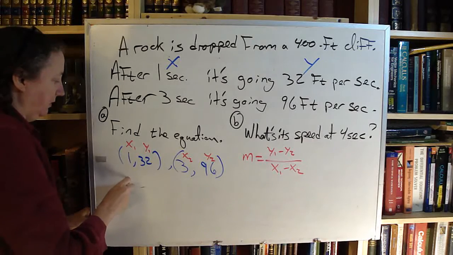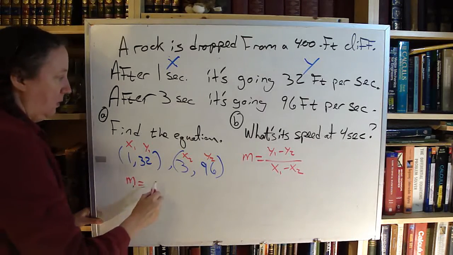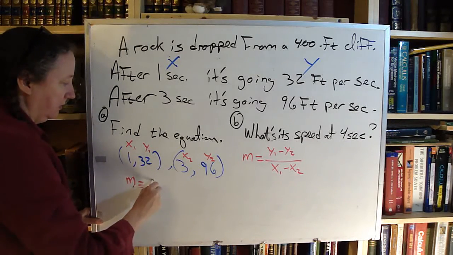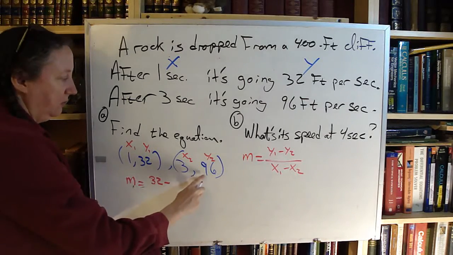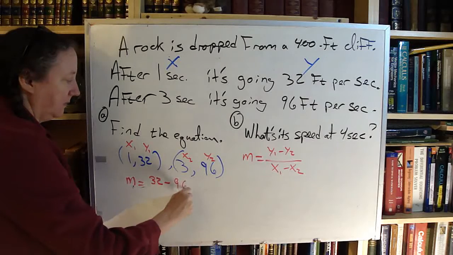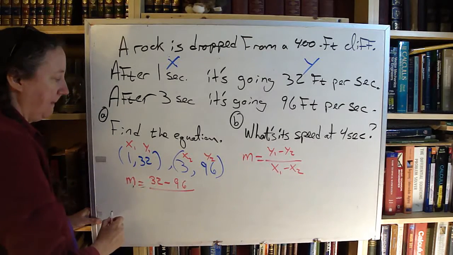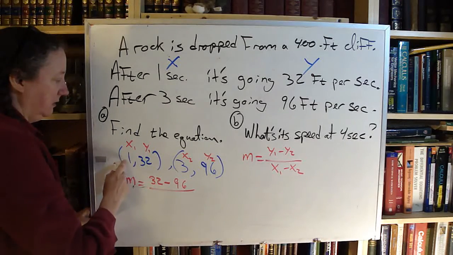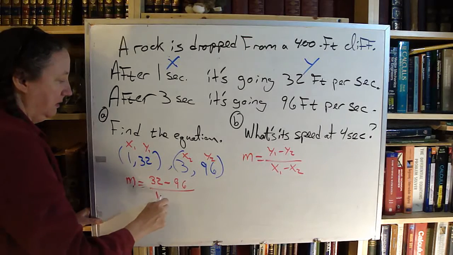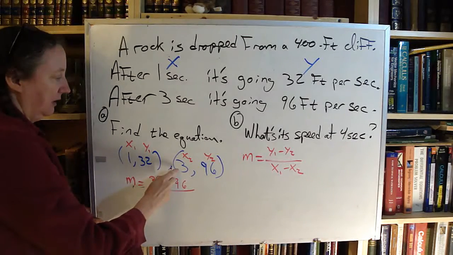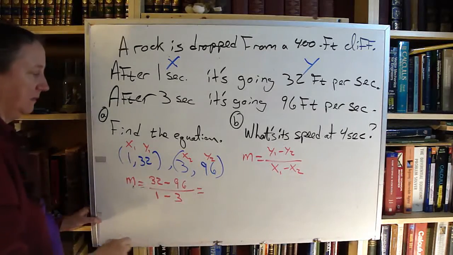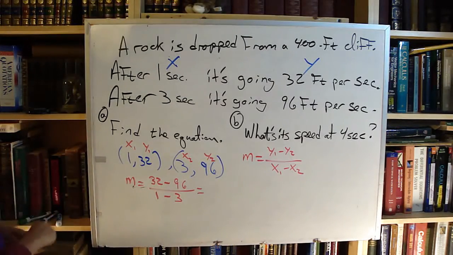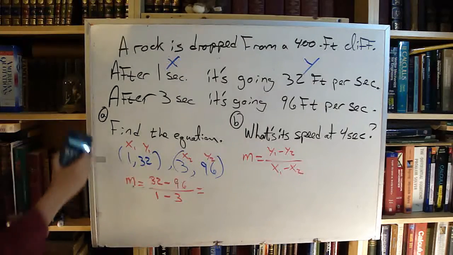So m equals y1, 32, minus y2, 96, over x1, 1, minus x2, 3. Grab your calculator if you need to.